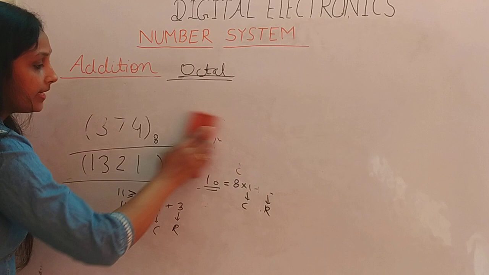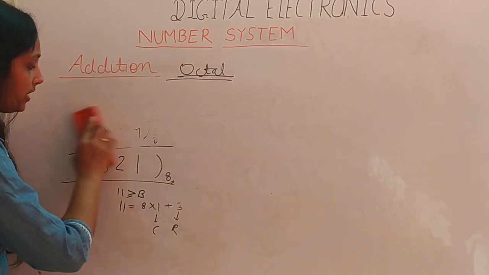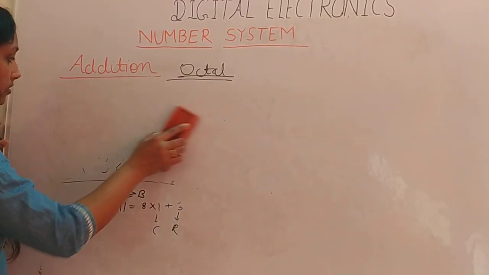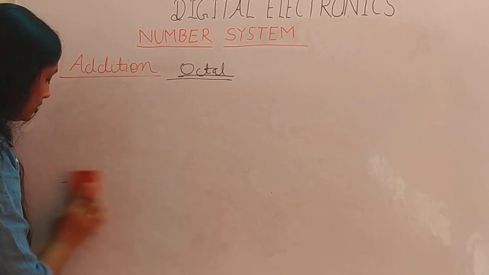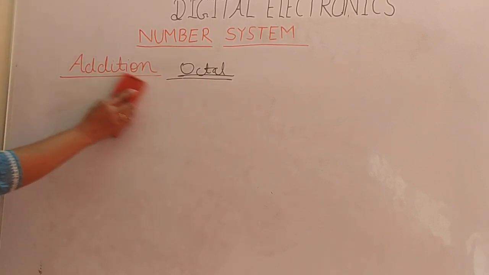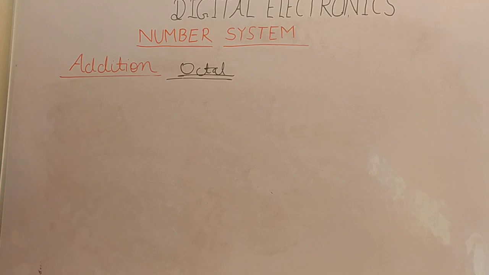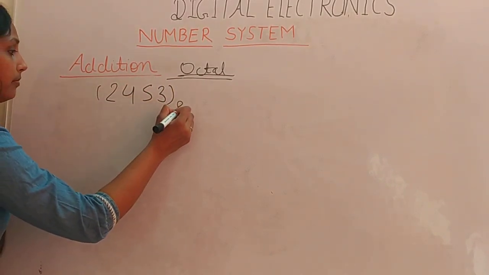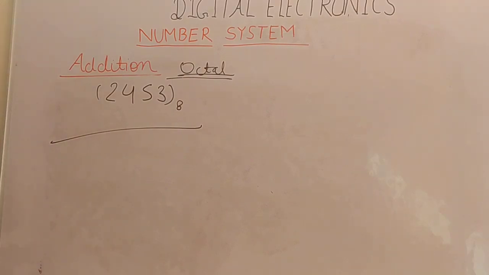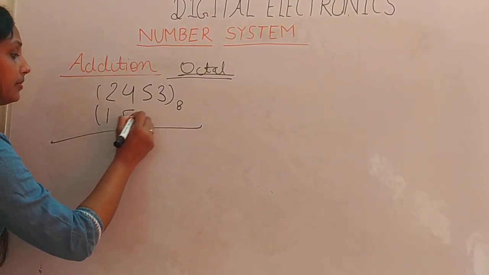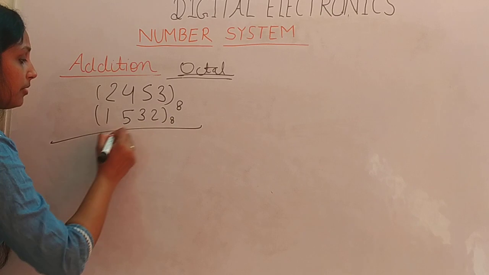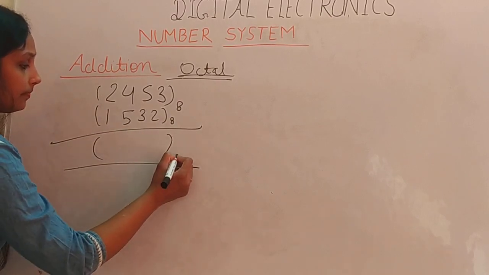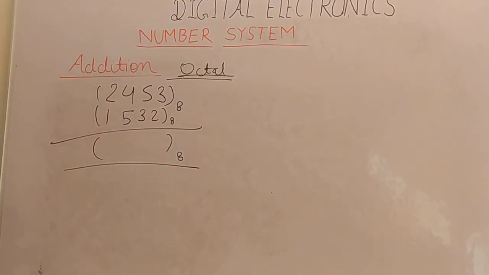Now we can take one more example in the same octal number system, so it is easy to understand how to add. Suppose we want to add 2453, which is an octal number, and 1532, which is also an octal number. We want to add these numbers and we want the answer in octal.